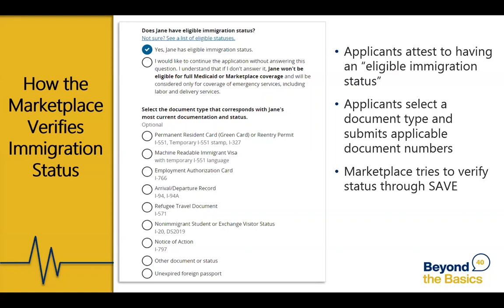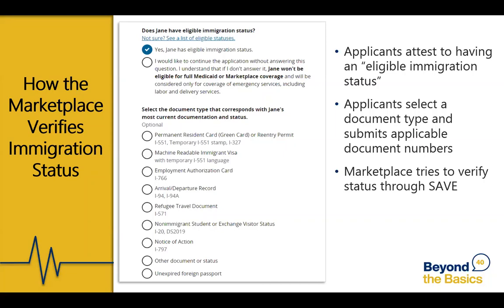So they're going to say, does Jane have an eligible immigration status? They're going to show all of the lawfully present, lawfully residing statuses, every single one of them, right? And Jane is going to look through that list and say yes or no. That is an attestation as to whether or not she is eligible based off of immigration status. Remember that for DACA, there will even be something that says this does not include DACA. If you have DACA, you don't say yes that you have an eligible immigration status. So that's important to note.